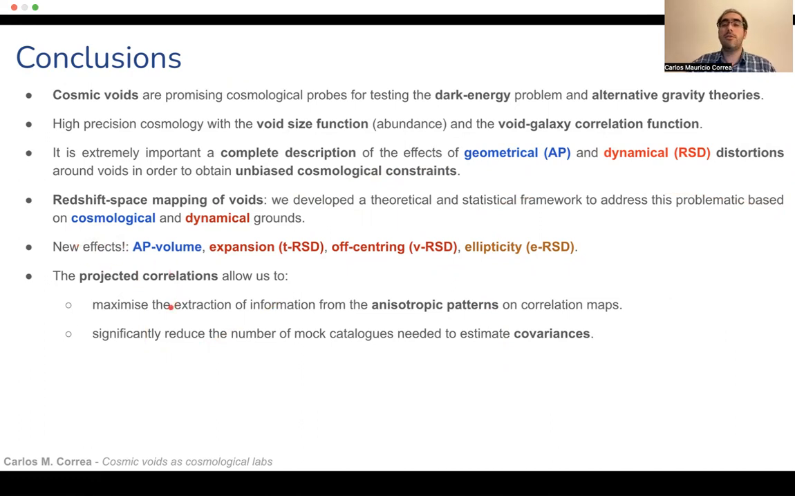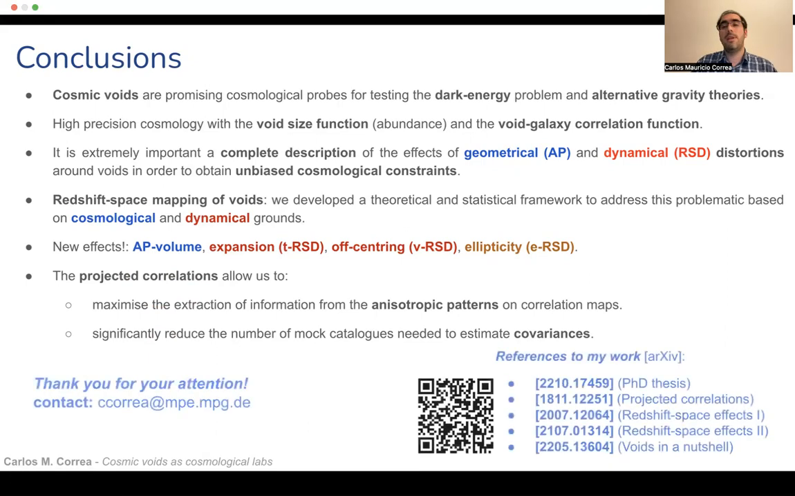And finally, I also showed a different technique for measuring correlations that is based on the projected correlation functions that allow us to maximize the extraction of information from anisotropic patterns. And another positive thing is that the projected correlations also allow us to significantly reduce the number of mock catalogs needed to estimate covariances. So that is it, I finished here.